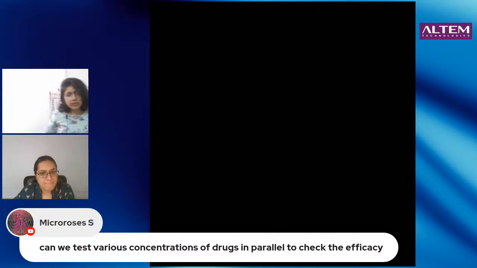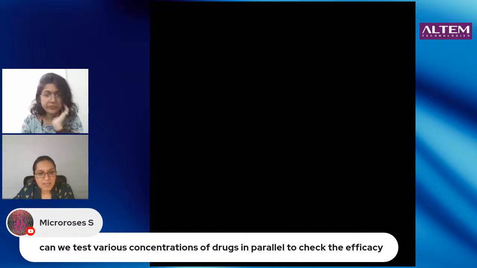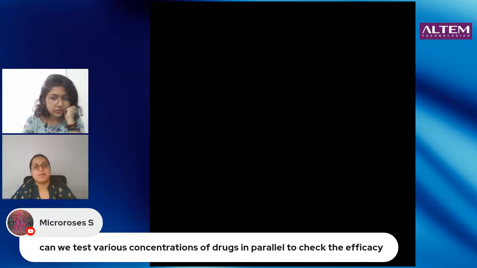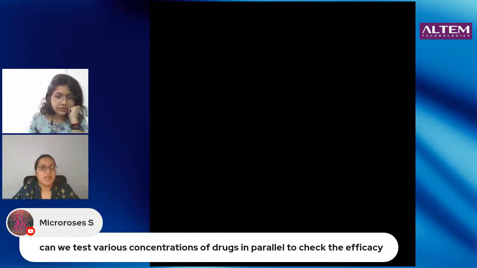Okay, this could be a slightly off-topic question, or maybe it could be helpful here. Can we test various concentrations of drugs in parallel to check the efficacy? Yes, we can do that. Here I have just tried to develop one dual chamber, and we have connected it through one pumping system. But we can have several chips, because I showed you that the sensing platform has around 20 electrodes. So it is a multiplex sensing platform. We can have multiple of these chambers, and then check different concentrations of drug with the same sensing platform. Yes, we can do all that.